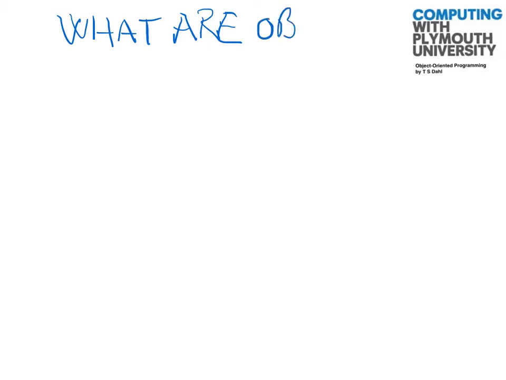When we do object-oriented development, we construct programs in terms of objects. In this video, I'm going to look at what those objects really are. To answer that question, I'm first going to ask the question, what is a program?